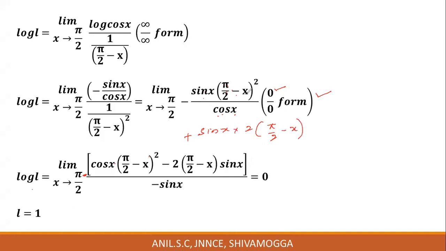Derivative of pi by 2 minus x is minus 1. Minus into plus is minus. That's what I have written here. Minus 2 into pi by 2 minus x sin x. Whole divided by derivative of cos x is minus sin x. Now apply limits.